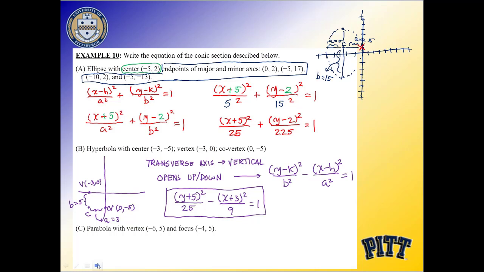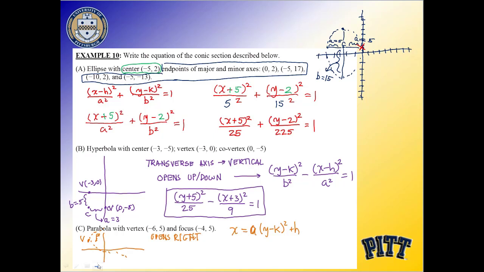A parabola with a vertex at -6, 5 and a focus at -4, 5. So it opens to the right, because I can see where the vertex is, where the focus is. So the vertex and the focus are both going to be on the axis of symmetry. So I know it has a horizontal axis of symmetry, and if it has a horizontal axis of symmetry, it's going to open left or right. The parabola also has to surround the focus. The focus cannot end up being outside of the parabola.